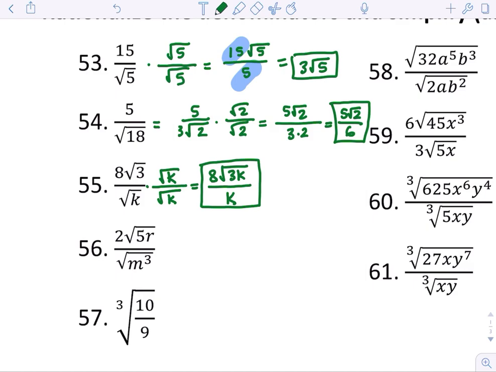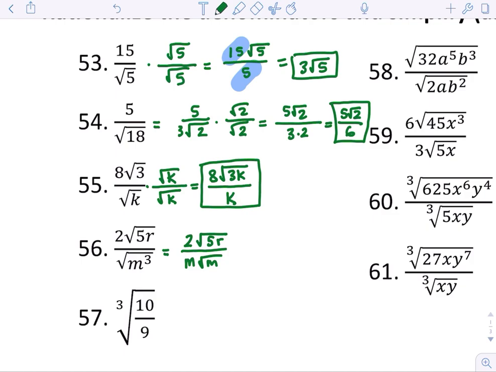Alright, 56. Now, I'm noticing that I could simplify this denominator already. So, 2 radical 5 are all over, now I'll just do it over here. I know that since this is a square root, right? So it's a root of 2. 2 goes into 3 one time. So that means 1m pops out with a remainder of m.